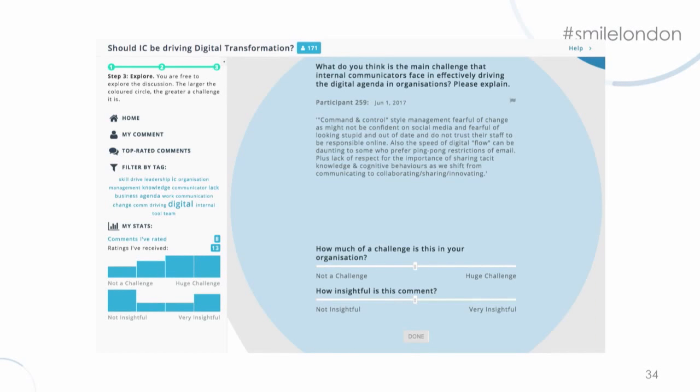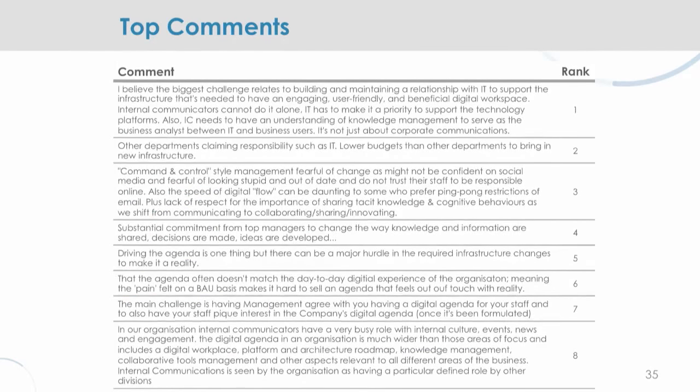And every Crowdoscope you can see here is based around one open-ended question, which in this case is what do you think is the main challenge that internal communications face in driving forward the digital agenda. And we're trying to be a bit more sophisticated about how you rate these comments. It's not just about likes, we're rating it on how much of a challenge is this and how insightful is this. And one of the great outputs is you can have an unlimited amount of participants, and here's all the comments ranked in order of what the community think of them.